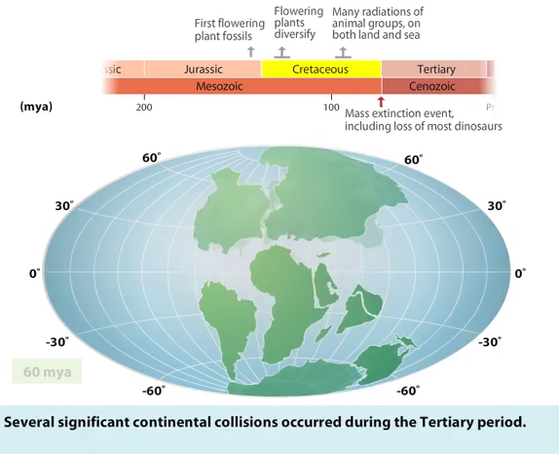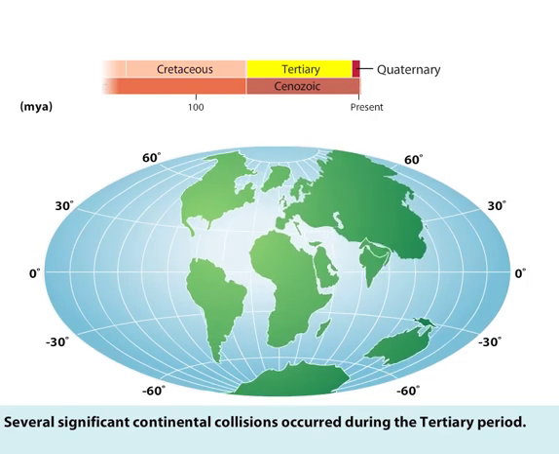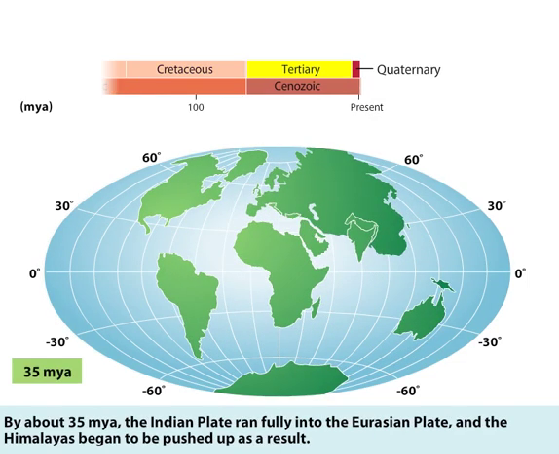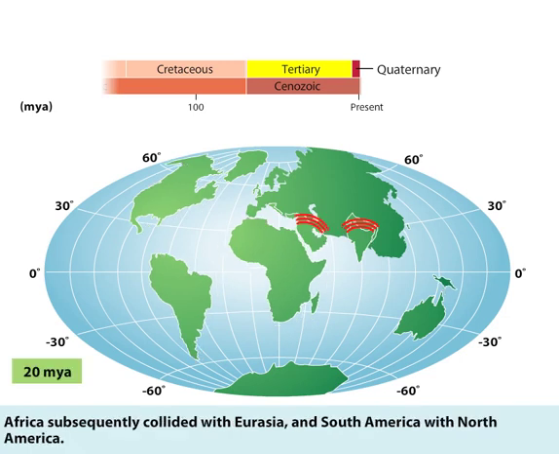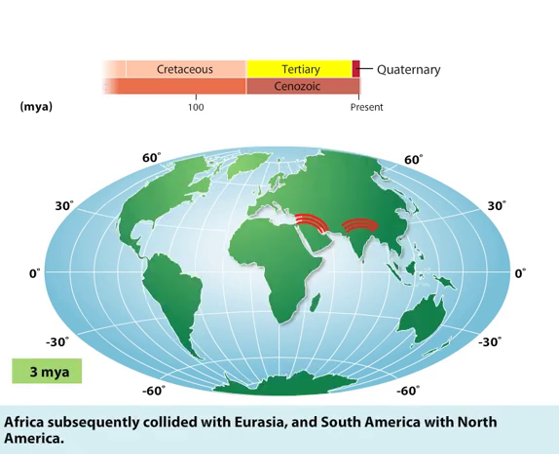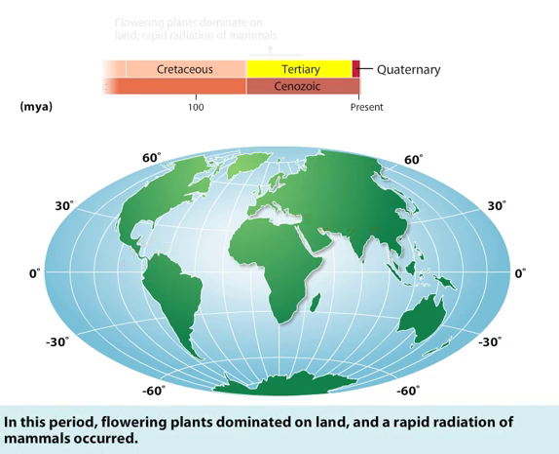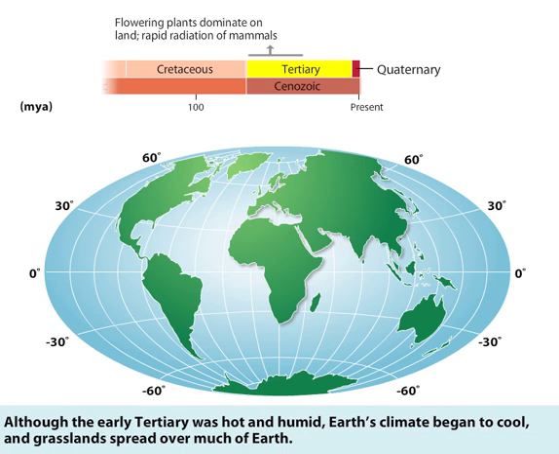Several significant continental collisions occurred during the Tertiary period. By about 35 million years ago, the Indian plate ran fully into the Eurasian plate, and the Himalayas began to be pushed up as a result. Africa subsequently collided with Eurasia, and South America with North America. In this period, flowering plants dominated on land, and a rapid radiation of mammals occurred. Although the early Tertiary was hot and humid, Earth's climate began to cool, and grasslands spread over much of Earth.